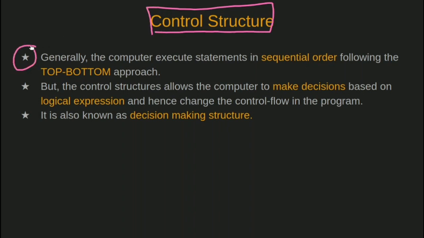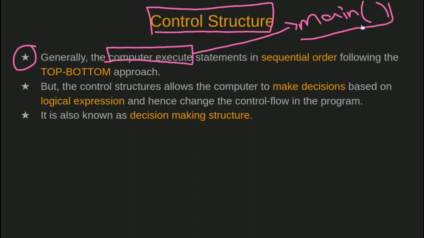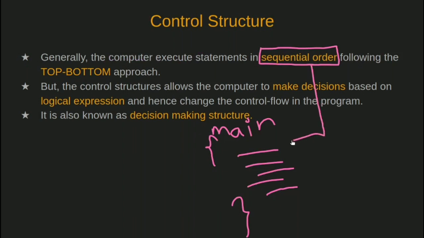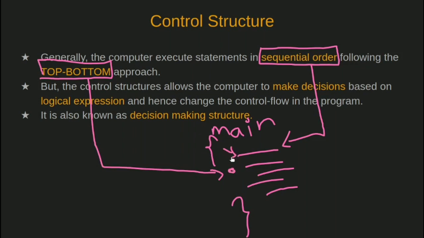The first point says that whenever the computer executes a program, it starts from the main function, and all the sets of instructions within the main function get executed in a sequential order, which means in a line by line order, where the first statement is executed. After that, the second statement is executed, and then the third statement gets executed, and so on. It follows a top to bottom approach, which means that the second statement will get executed only after the first statement gets executed, and similarly the fourth statement gets executed only after the first, second and the third statements get executed.